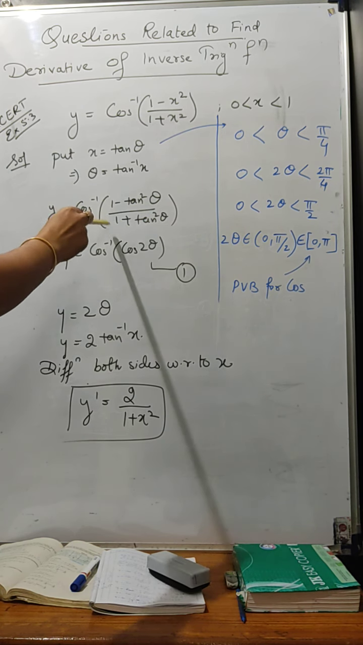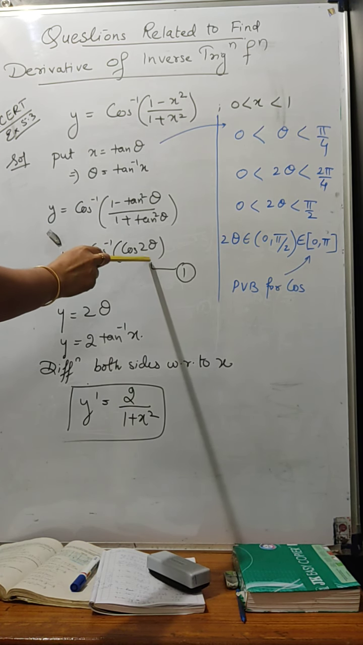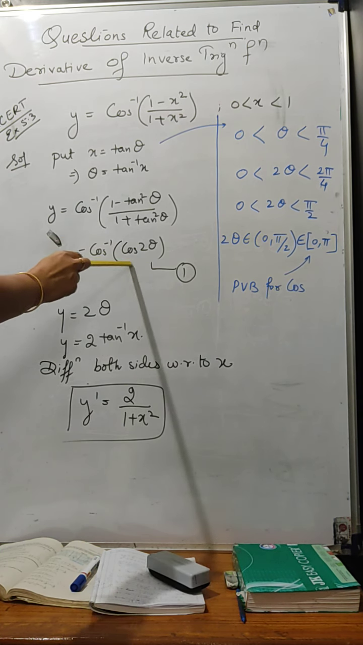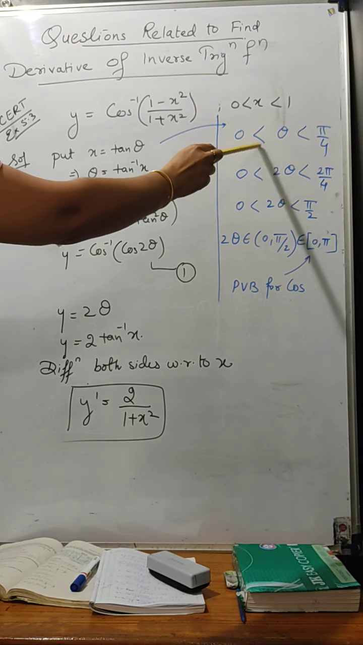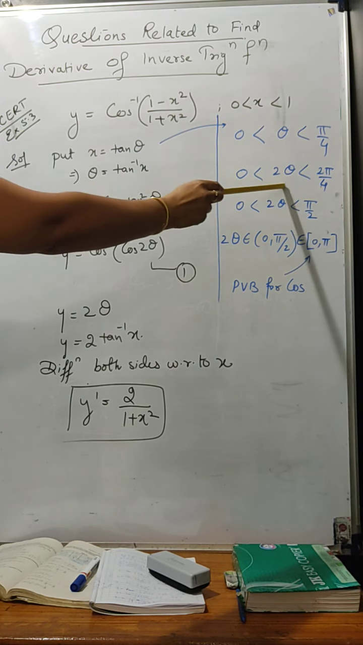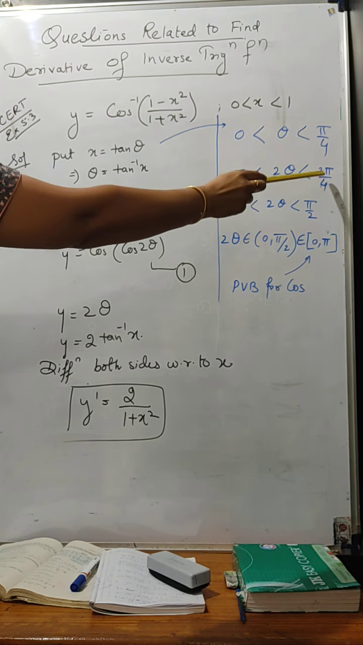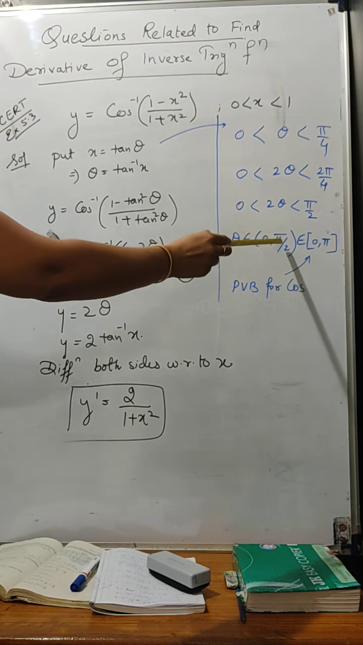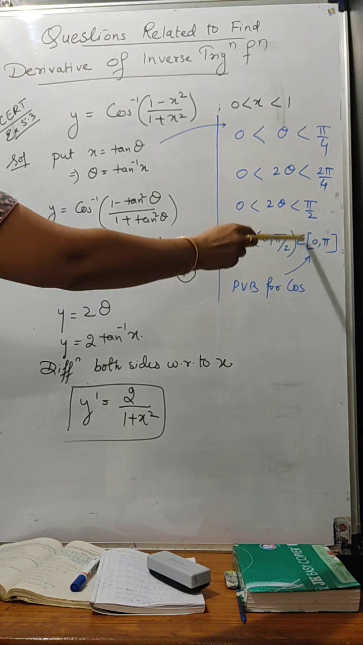Again in class 11 we have studied that this is the formula for cos 2 theta. After reaching this step, you have to check whether 2 theta belongs to the principal value branch of the cos function, not of the tan function, but of whatever function we have for that particular value. So we multiply the above interval by 2. So 2 theta is greater than 0 and less than 2 pi by 4, and 2 pi by 4 is pi by 2. That is 2 theta belongs to the open interval 0 to pi by 2, and this 0 to pi by 2 belongs to the closed interval 0 to pi.